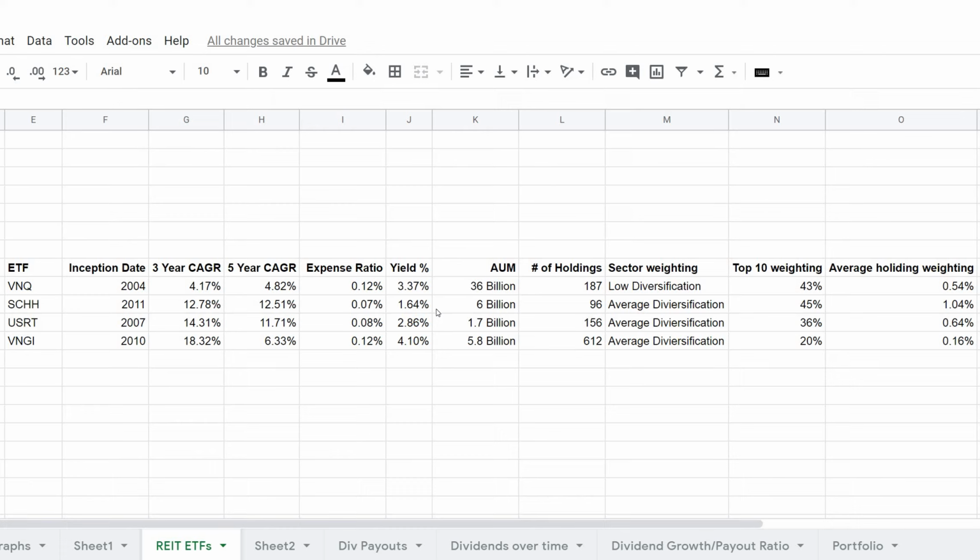Now, say for example, another scenario, you're just nearing retirement. You don't want to take the SCHH, for example, because it has a much lower starting yield. You need the income now. And so that's why I would say, okay, well, the VNQ is going to be a clear front runner for you. So you really want to self-assess and see, okay, where am I at in my life?